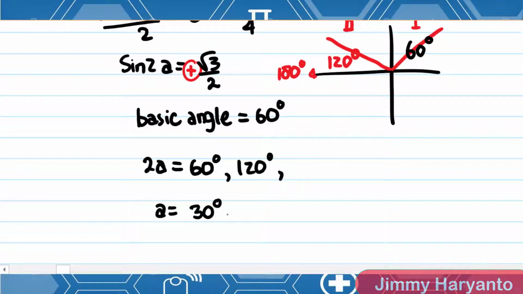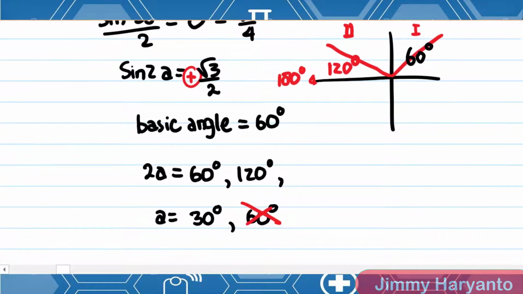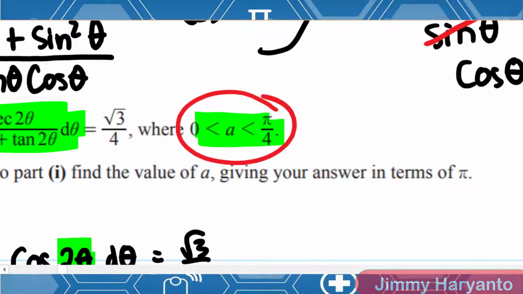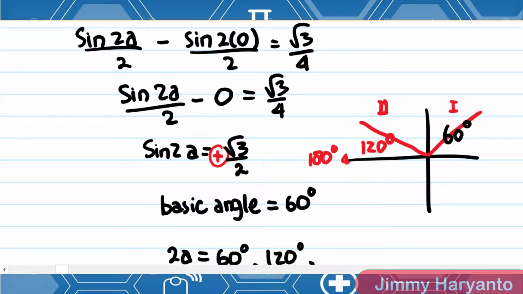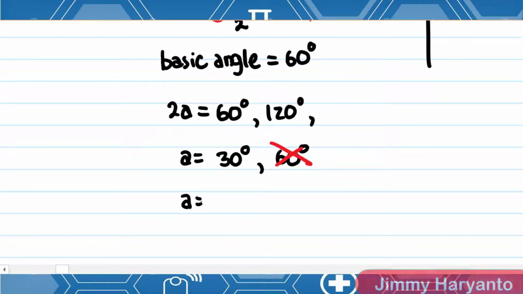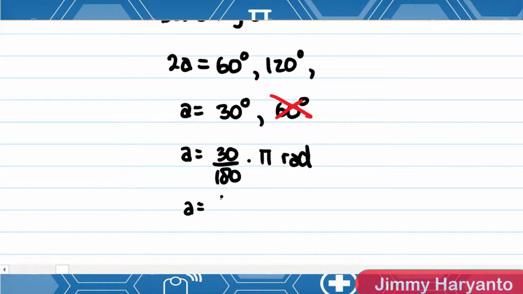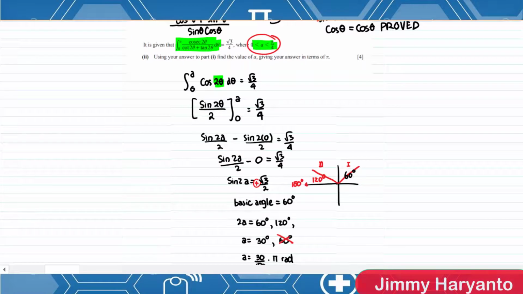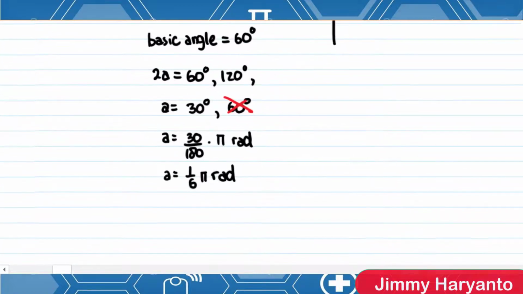A equals 30 degrees, comma, and then 60 degrees. 60 degrees is rejected because pi over 4 is 45 degrees. The range of A is between 0 and pi over 4. After that, the question wants us to provide our answer in pi. 30 over 180 times pi radian equals 1 over 6 pi radian. Let's take a look at the question: using your answer to part I, find the value of A, giving your answer in terms of pi. So we already have the value of A.